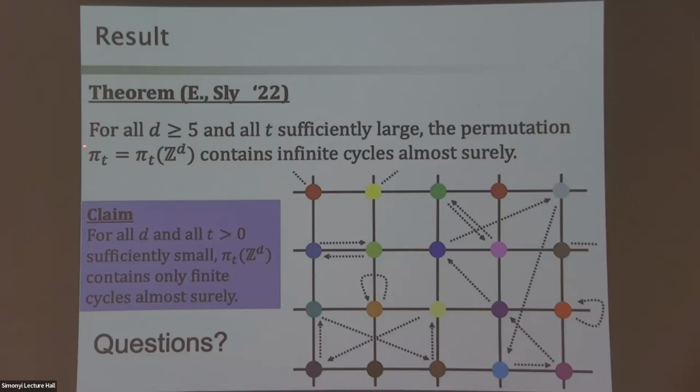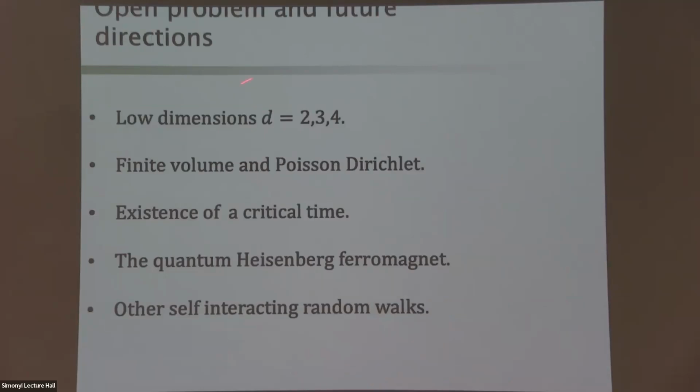Yes. So in the proof, it shouldn't matter. It's pretty robust. Right, so there are many open questions. I'm trying to do it in 4 dimensions now, but it's much harder. And then you can do it in finite volume and the quantum Heisenberg ferromagnet. Right, so these are the kind of things that I'm working on currently.